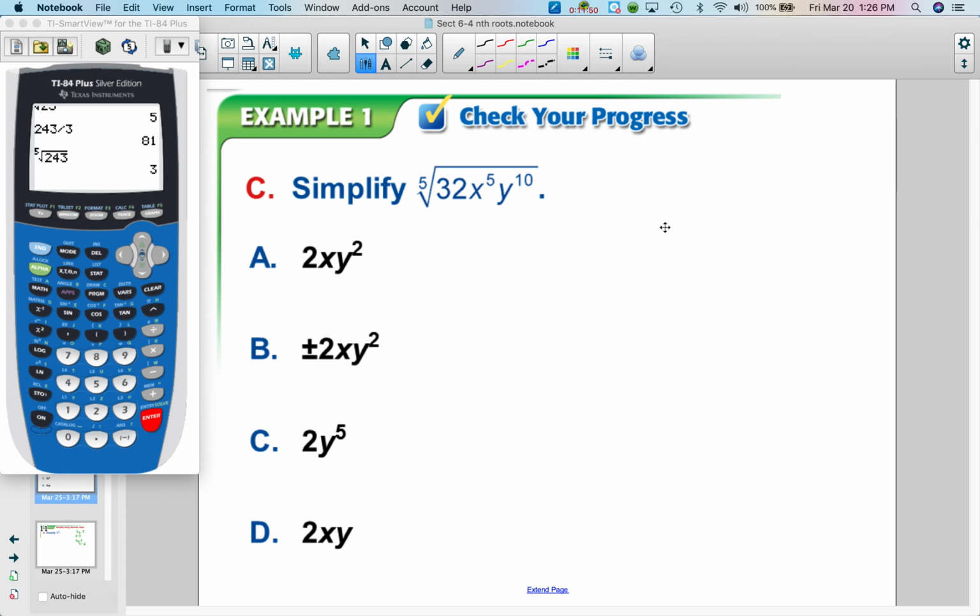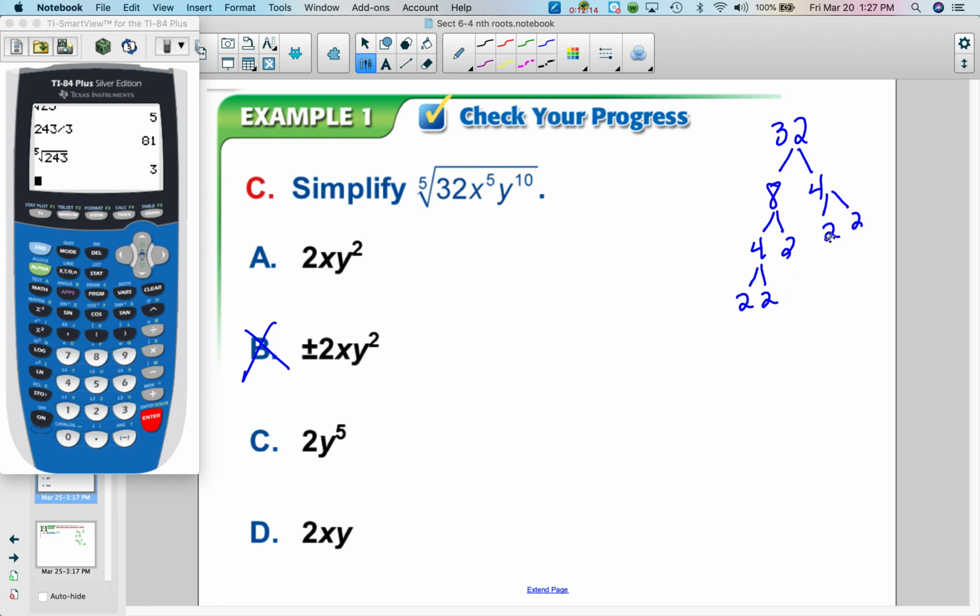And on this one, there is no plus or minus, so that can't be the answer. Be careful on here. Don't say 5 goes into 32, because we're doing the fifth root of 32. But you can break down this 32. I'm just going to do a little prime factorization here. So we have 8 times 4 is 32, 4 times 2, 2 times 2. So I'm just prime factoring.